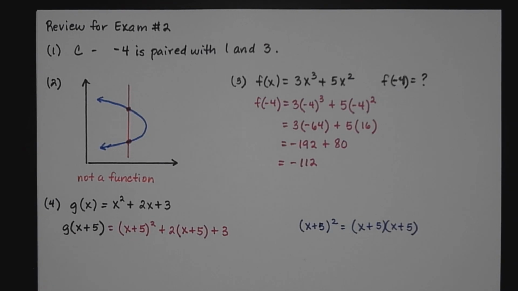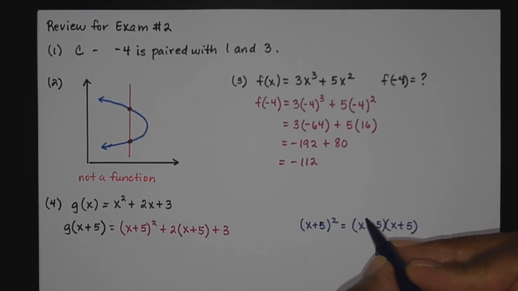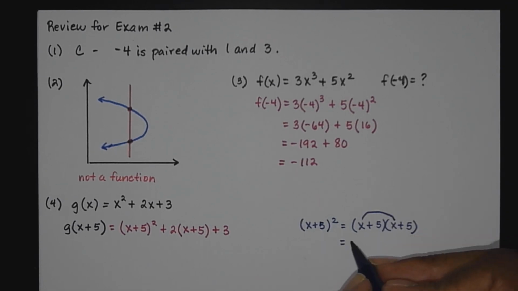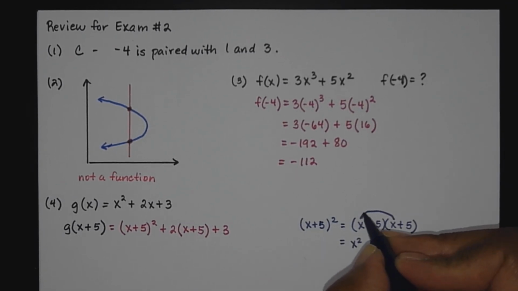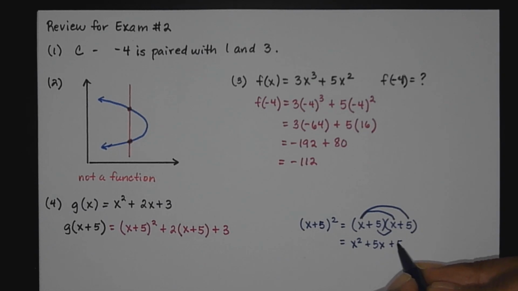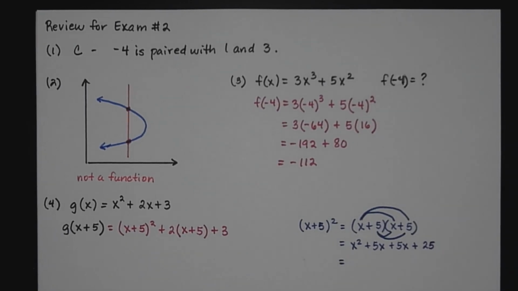And use the full method. So in this case, that means first term times the first term, x times x will be x squared. The outer would be x times the plus 5, which is plus 5x. The inside would be 5 times x, which is plus 5x. And then plus the last term times the last term, 5 times 5. That'd be 25.